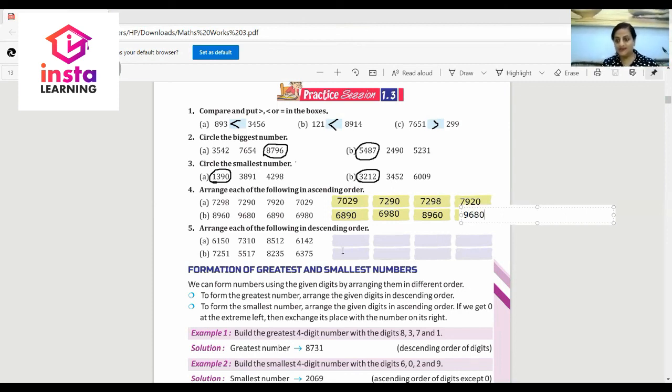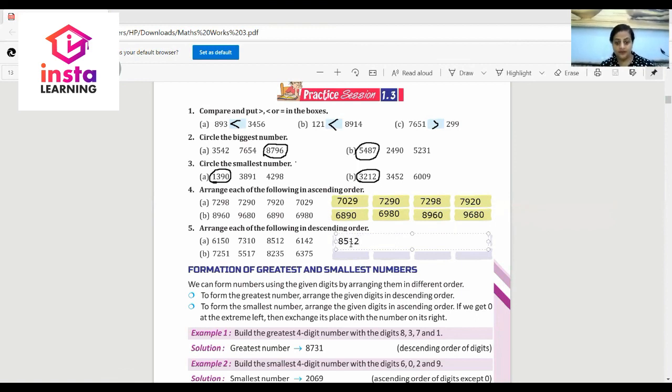Got the point? Okay, students, now come to the next point, that is fifth. Arrange each of the following in descending order. Descending order means you have to do it just opposite to ascending order. We have to write the biggest number of all. So here it is 6000, 7000, 8000, 6000. So here it comes, the 8000 number.